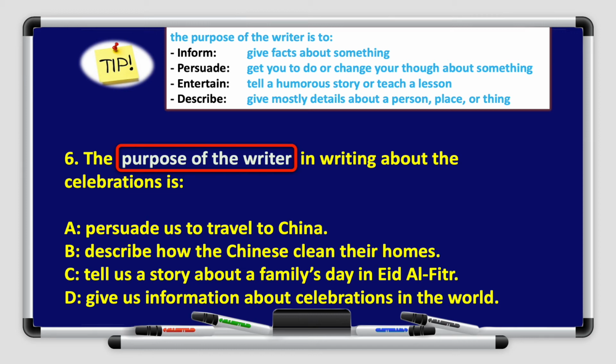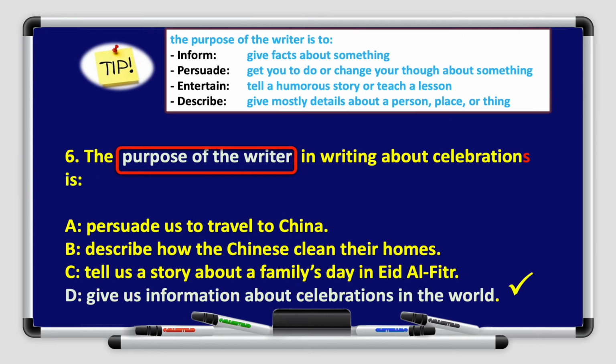So what did he do? What did the writer do in the text? He gave you lots of information about celebrations of the world. So the answer here is D. Give us information about celebrations in the world.